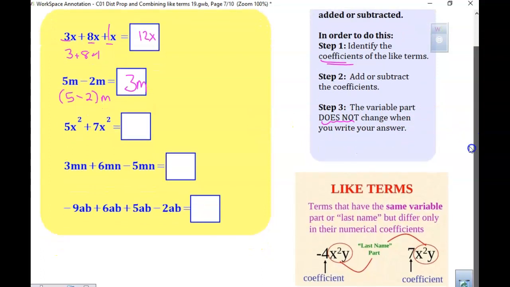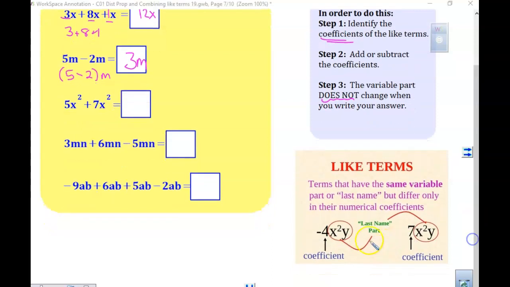I would like you to pause the video right now and take a look at these last 3. And again, keep in mind, like I was talking on that last page, terms can have the same variable or last name, but different numerical coefficients. So remember, x squared y, those are the same last part. -4 and 7, if we were adding those, would give us 3. So pause the video and try these last ones if you would.